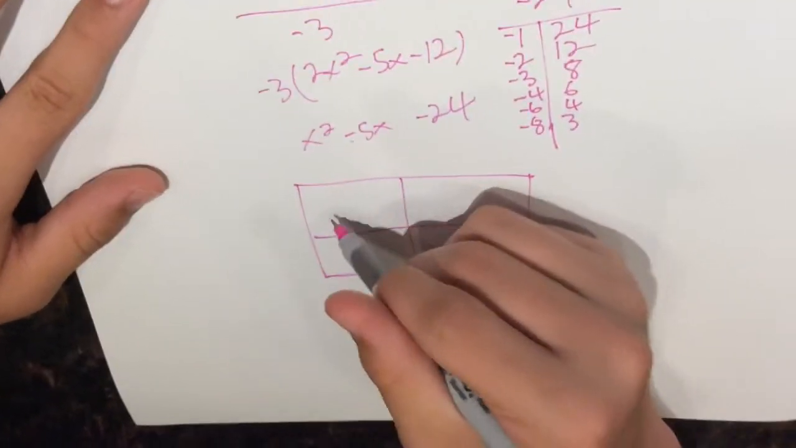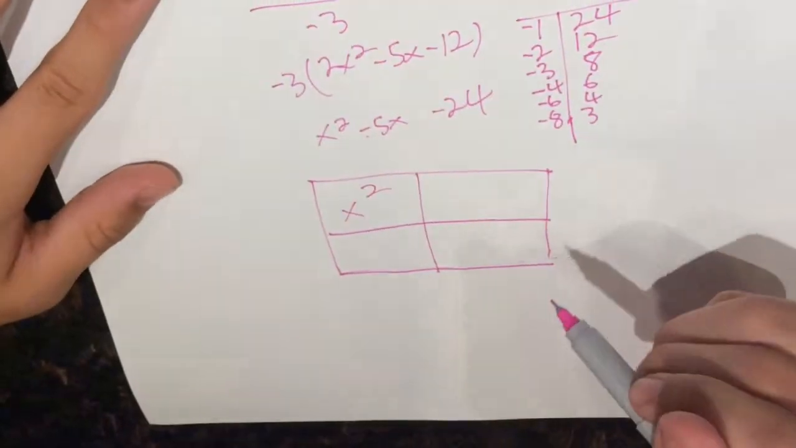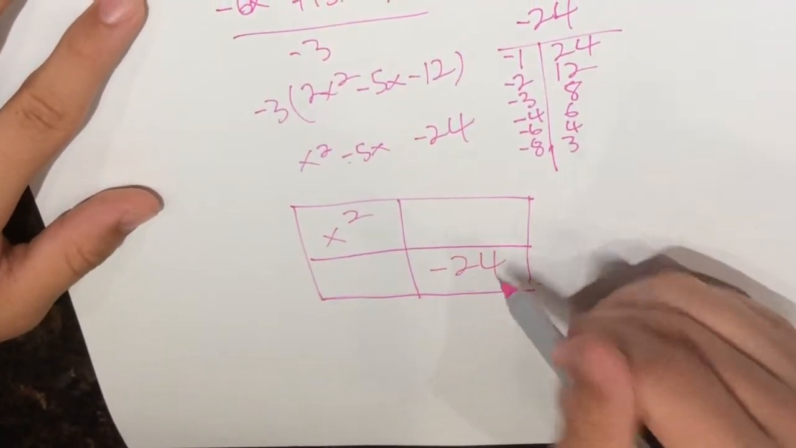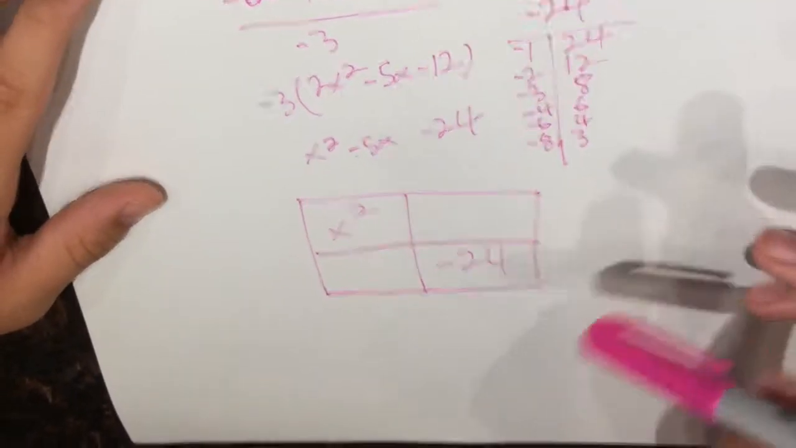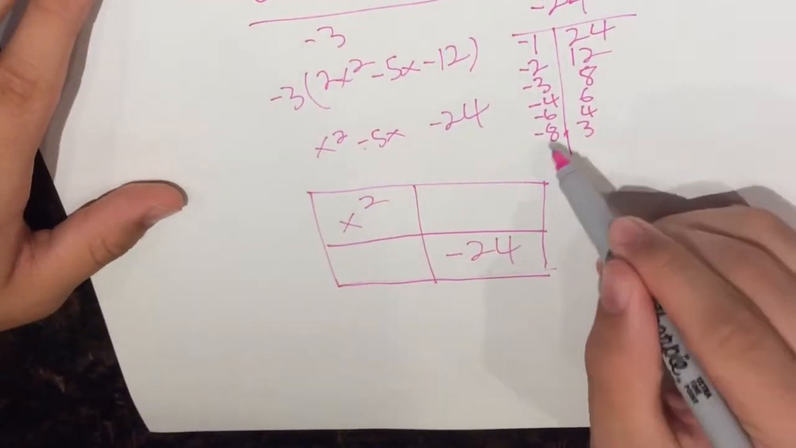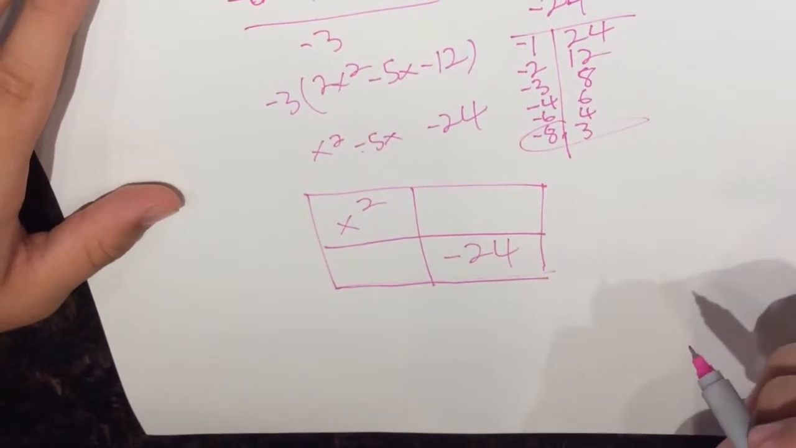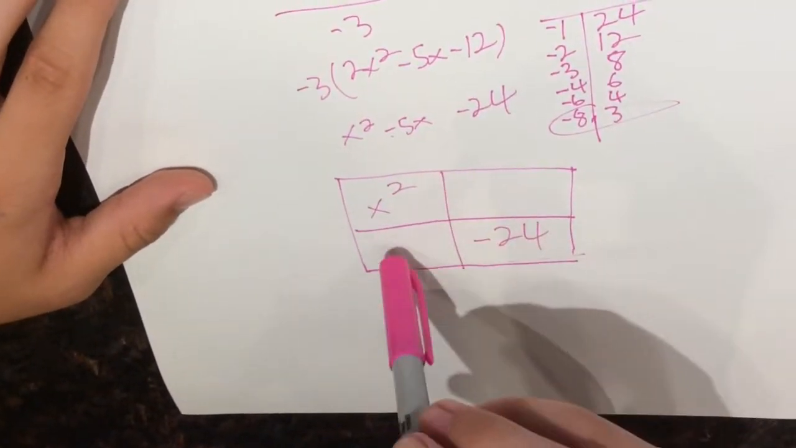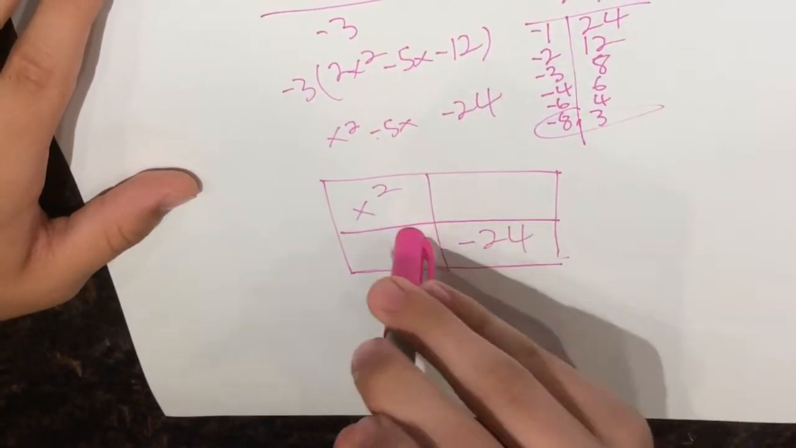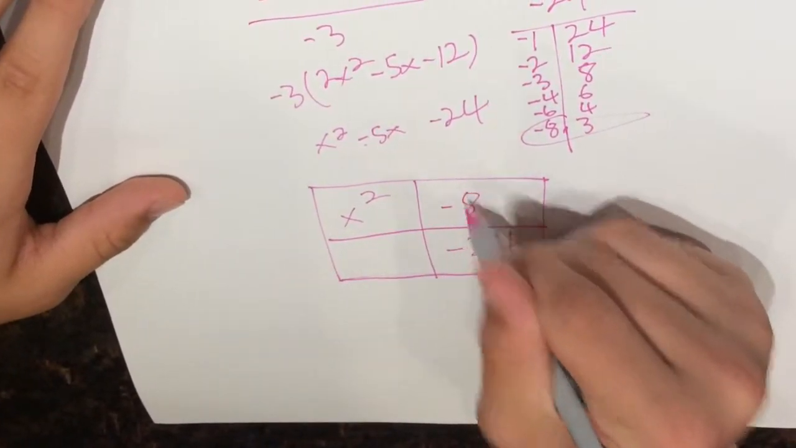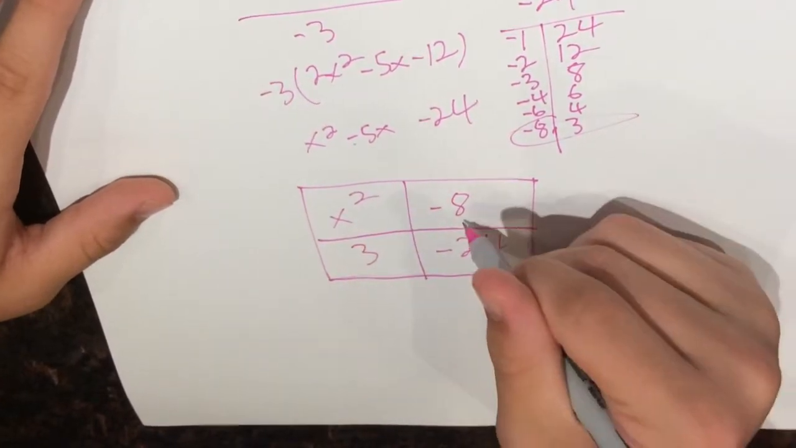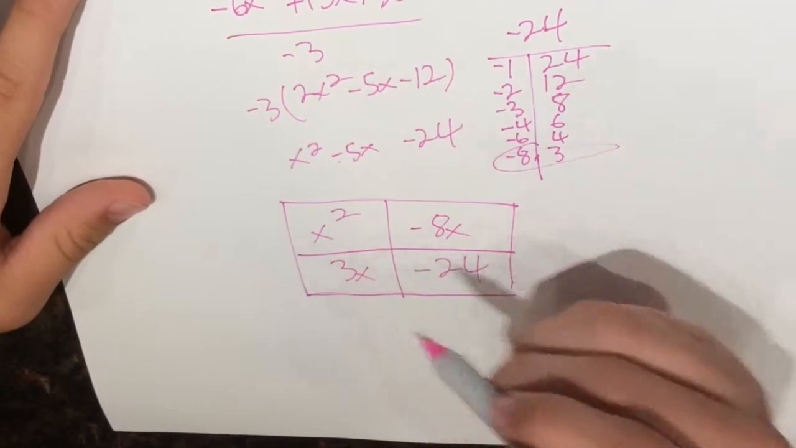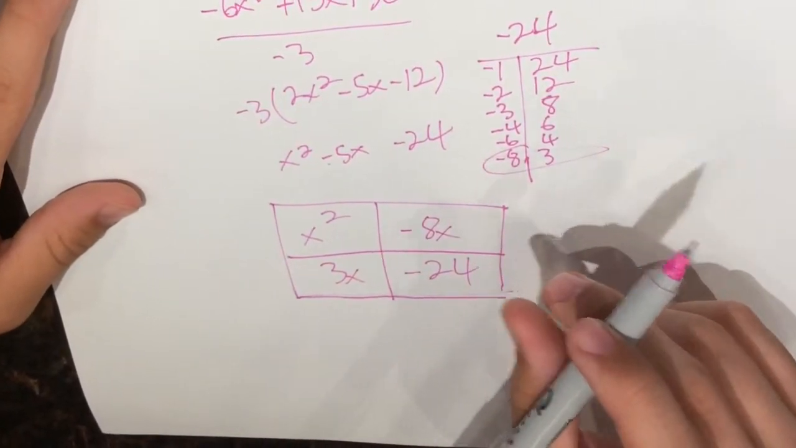So the first thing we're going to do here is put our a term in here, that's x squared, and our c term in here, that is negative 24. And we're going to take the two factors that we just found, negative 8 and 3, and put them in either box. It does not matter where you put them, in the top right or in the bottom left. So without further ado, let us put them in. And after these, we put x, just because that is the way things are done.